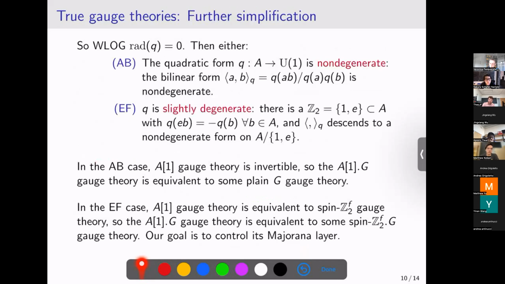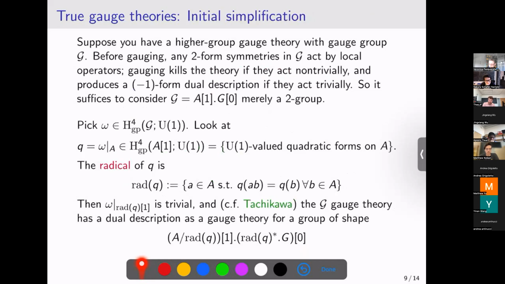Well, what you find out is that because the radical of Q is completely invisible to Q, the quadratic form descends to the quotient. So you have a projection map from A to A mod rad Q, and Q goes to U1. Now, this is not a homomorphism. It's just a function. It's a quadratic function, not a linear function. But the radical is designed so that at the level of functions, you still factor, and you get another quadratic form. And that is indeed the quadratic form you see after doing this dual description. So what I'm telling you is that every higher form gauge theory is dual to a higher form gauge theory where there's no radical left in the quadratic form.